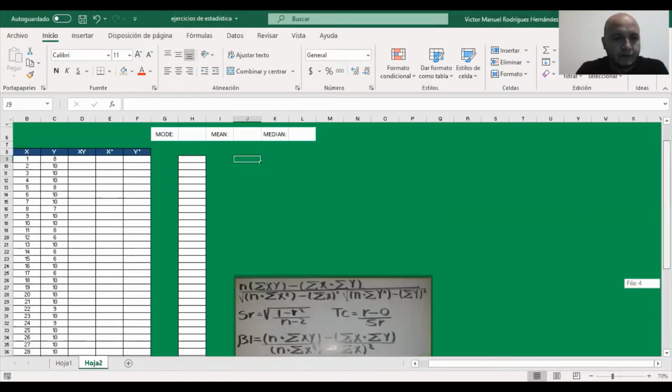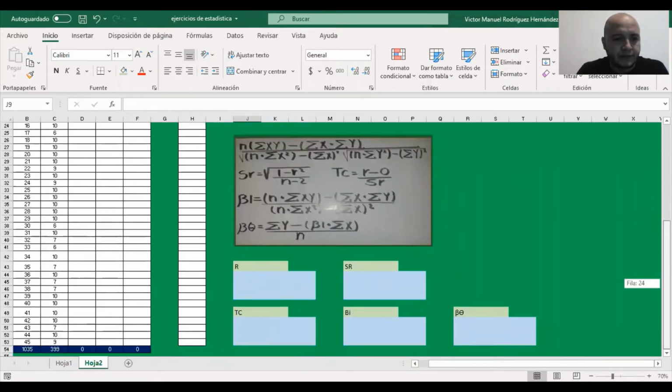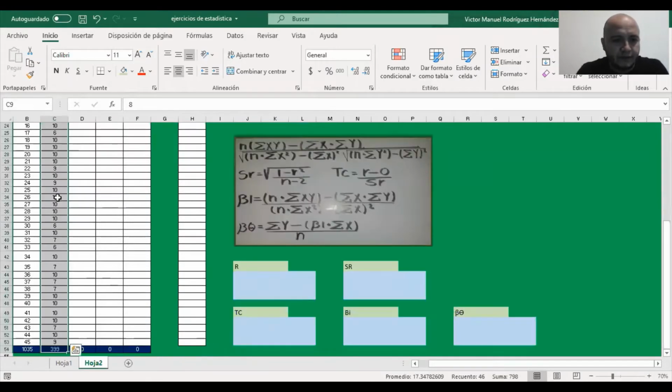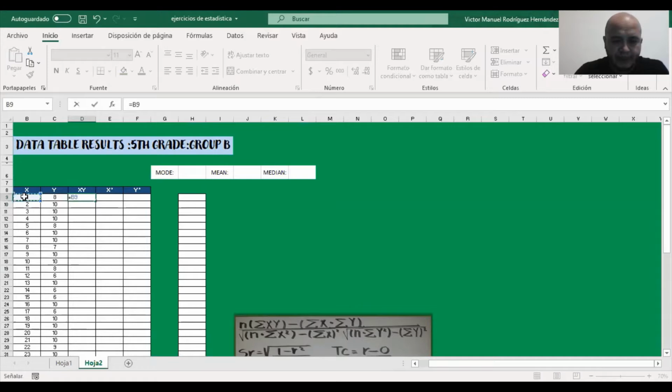Okay, so we have 45 students. As you can see, 45, and this is their final results. It is shown on the second column over here. All right, we have to get the third column, the XY. So for this, we have to multiply X by Y. That's how we get it.